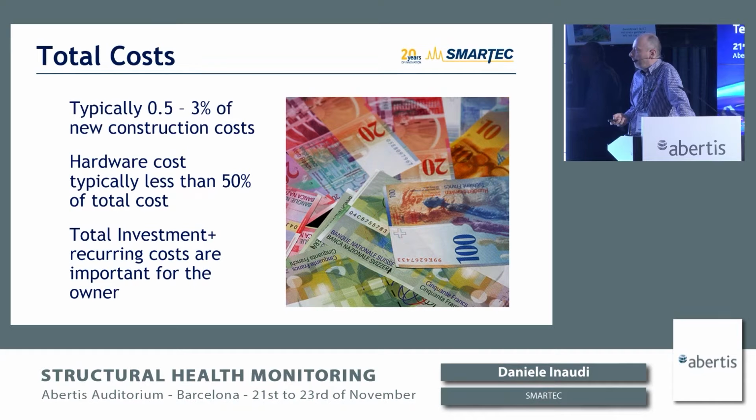If you want to get numbers, that can vary a lot depending on the type of structure and also the level of risk associated with the structure. But typically, we're talking about 0.5% to 3% of the construction cost. And the cost of the hardware, so the cost of buying components, is typically only half of the total cost of ownership. So the rest is services, engineering, installation, and data analysis.